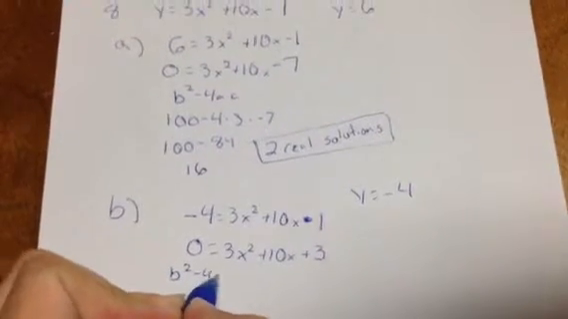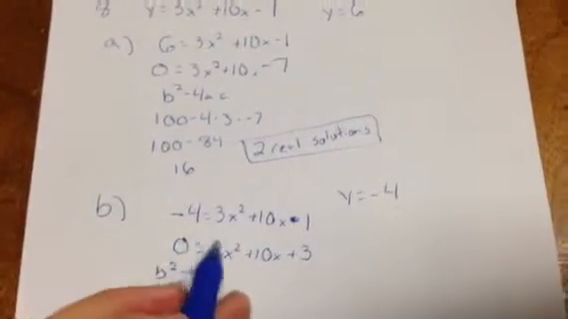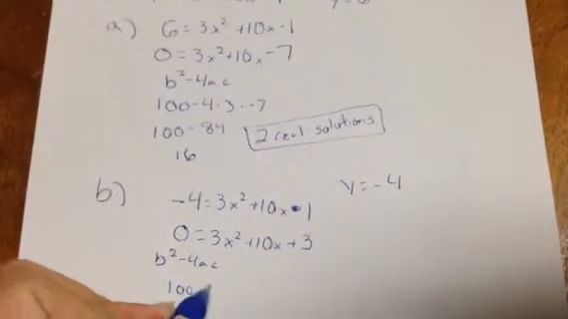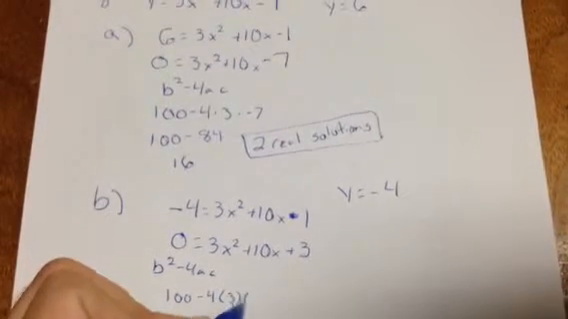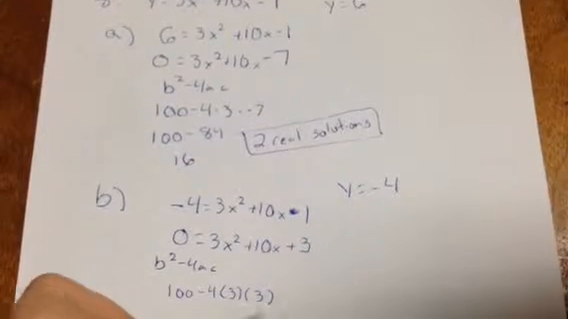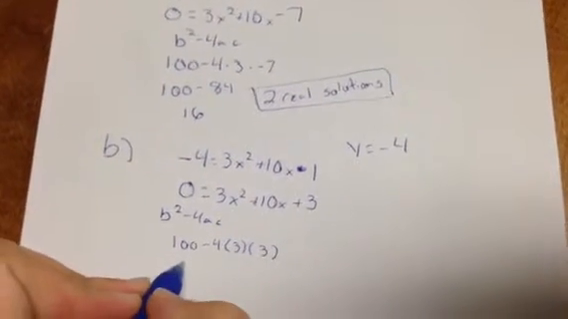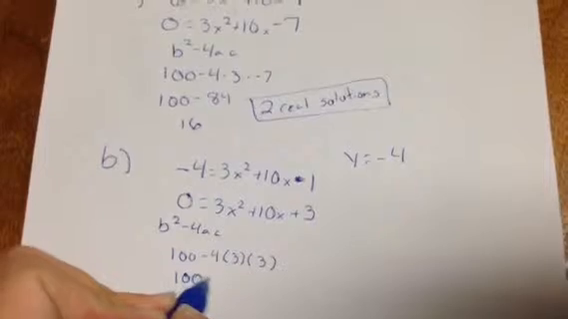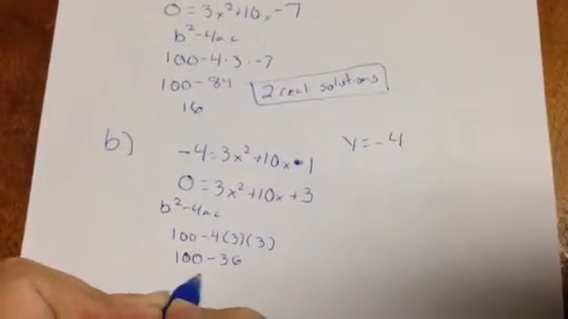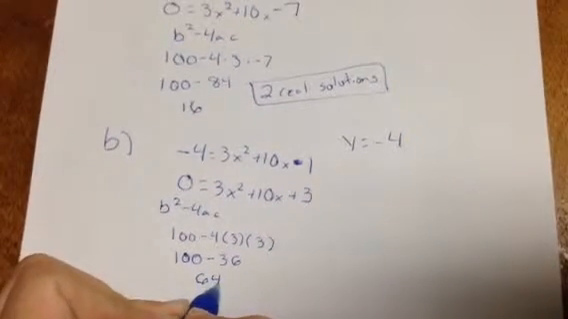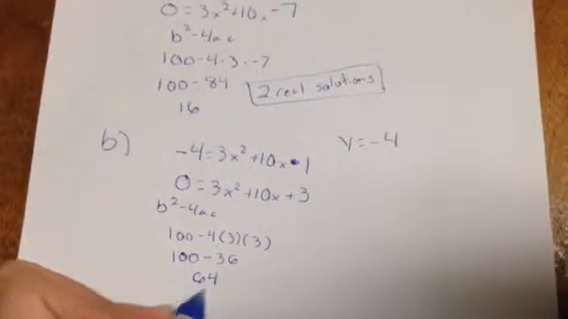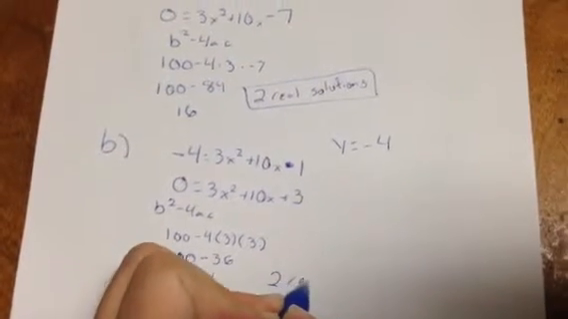B squared minus 4ac, asking if there are any possible answers to this function when y equals negative 4. So we have 100 minus 4 times our a is 3 times our c is 3. And then we have 100 minus 36, or 64. That tells us that there is a solution here, and it is a real solution, or well, that we have two of them.